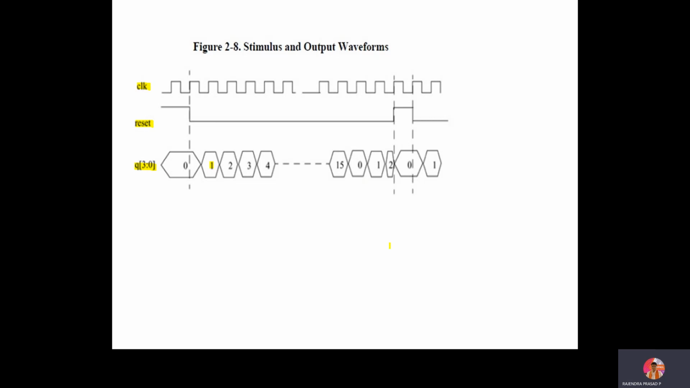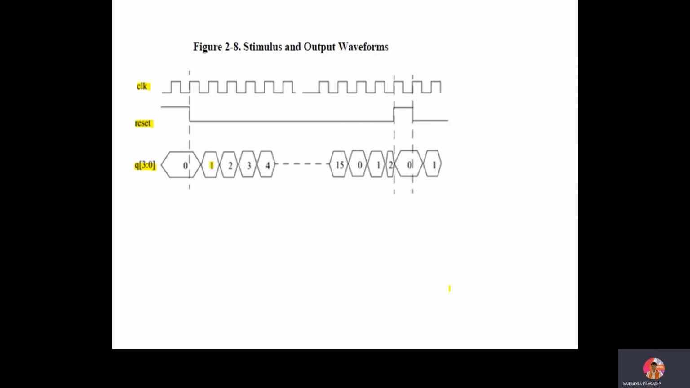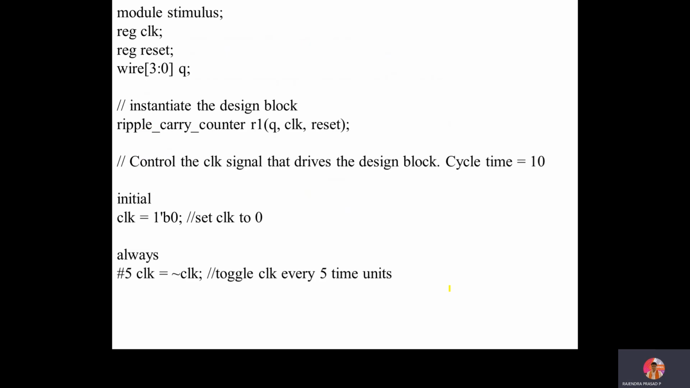There is a slight difference between a stimulus code and a main code. In the main code, you declare input and output variables. But in the stimulus code, you do not declare them; you get those values from the design block. That is why there is a slight change. And what is that change? You can just observe now.